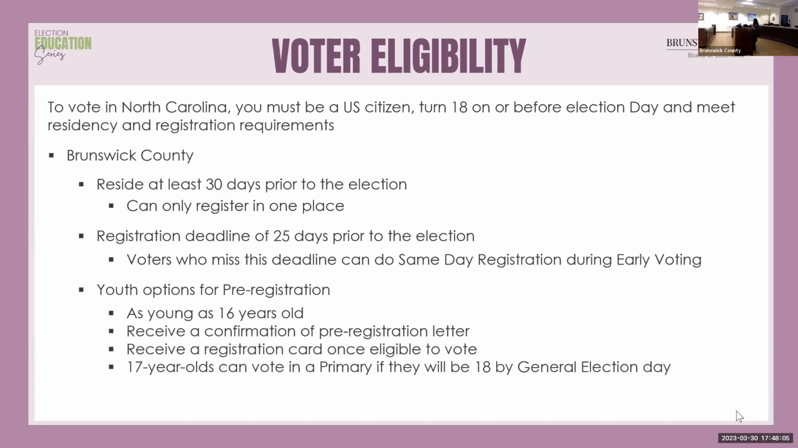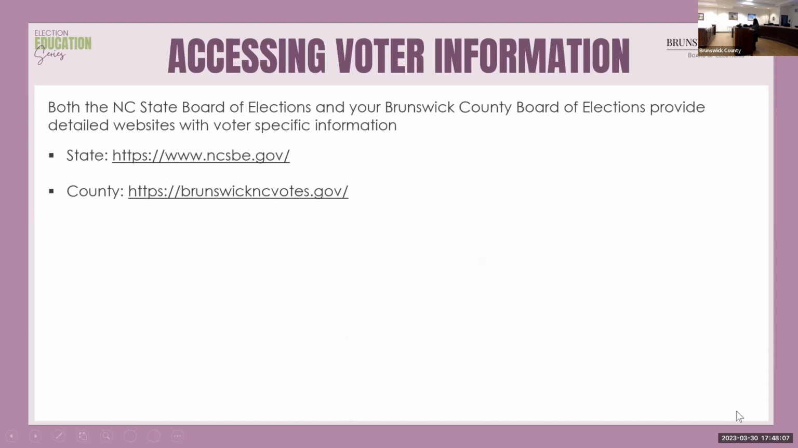All right, so how do you access voter information? Well, both the North Carolina State Board of Elections and the Brunswick County Board of Elections have comprehensive websites with voter-specific information. I've put the links up here on the slide deck. This includes deadlines for residency, registration, dates for elections, early voting dates, when absentee by mail ballots become available, and so many more things that you can find there.